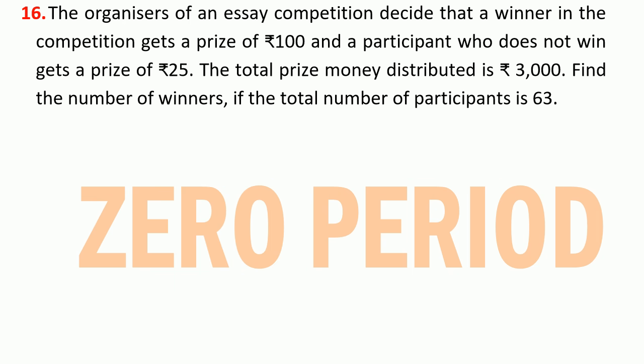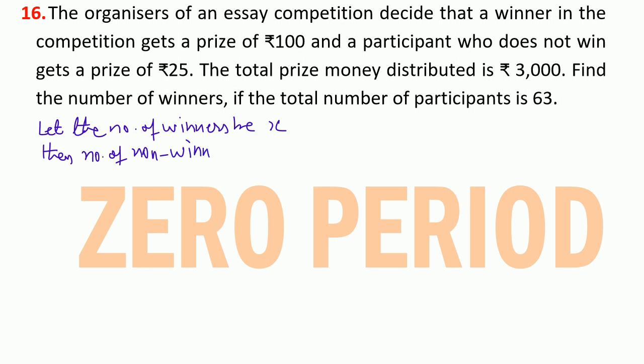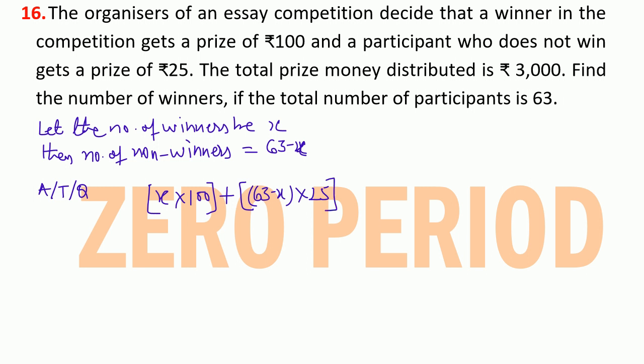Let the number of winners be X, then number of non-winners will be 63 minus X. These two pieces of information are given, and according to the condition, winners are getting 100 rupees, so X multiplied by 100, one part, and the non-winners 63 minus X, they are getting only 25 rupees, and sum of this money is 3000.